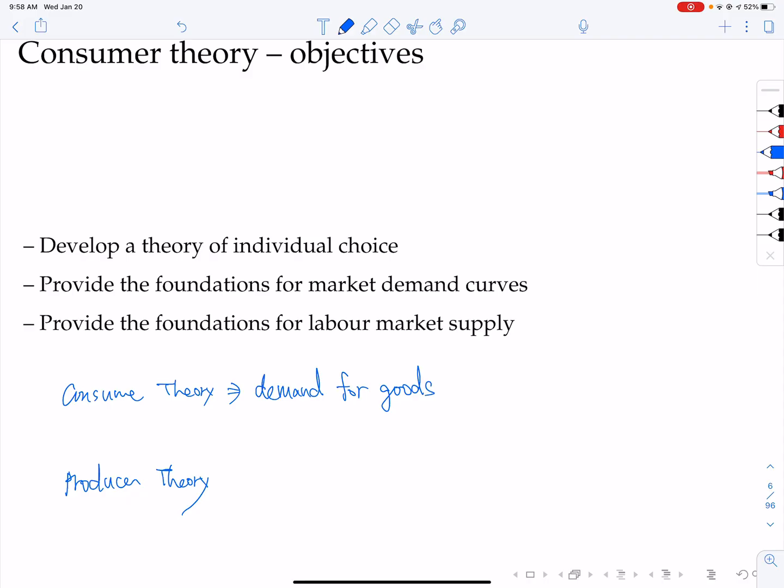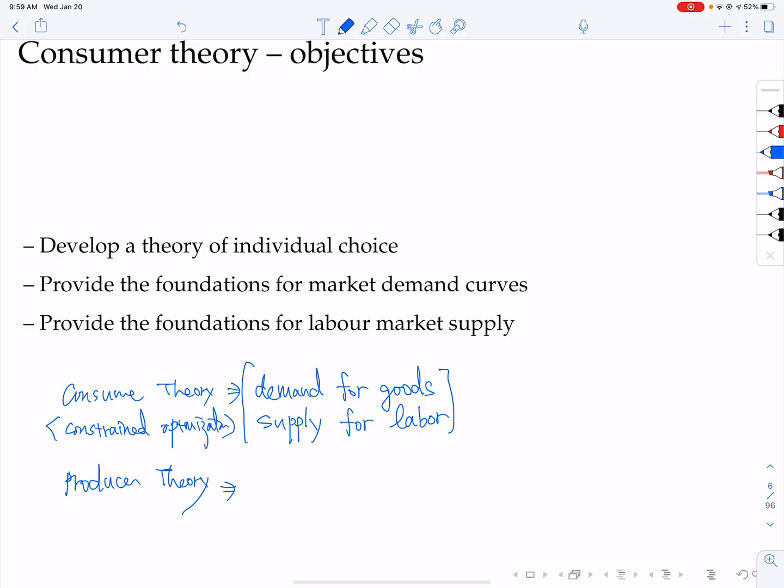We're going to derive the demand for goods, but at the same time, the consumers are supplying labor, right? We're going to see how the consumer chooses how much labor to supply to the firm or to the market in general. And for that, we will need constrained optimization of the consumer. So consumer optimization is a special case of constrained optimization.